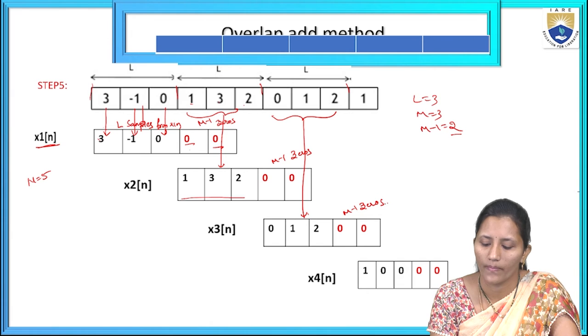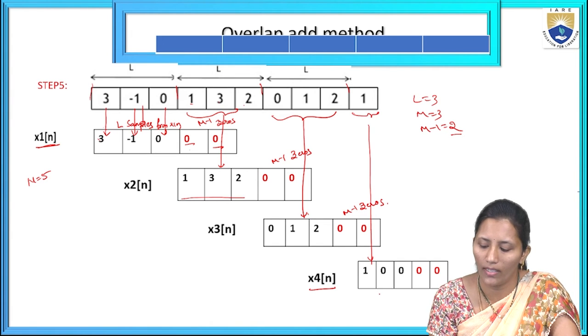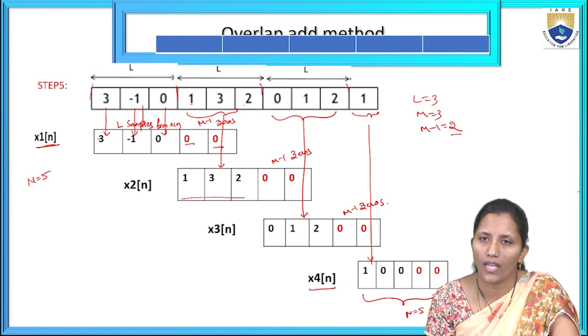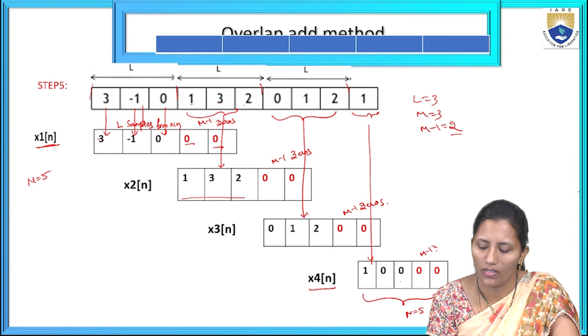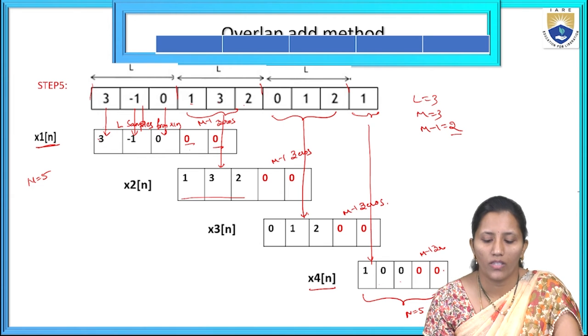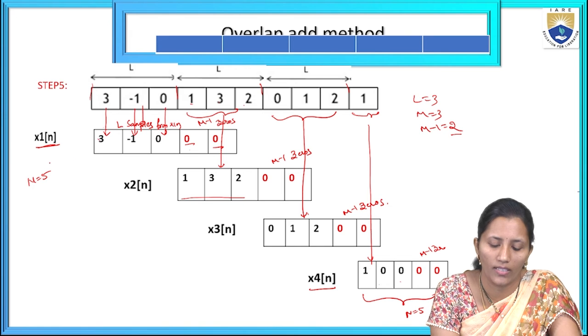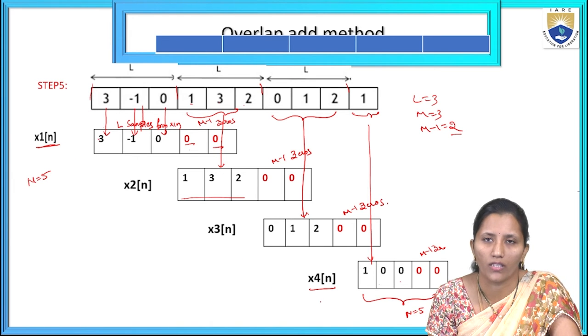It is also padded with the m minus 1 zeros. And for x4 of n we have only one sample, so only that one will come. For the remaining, we should get the length equal to n, which is 5 samples. So the length of x4 of n should be 5 samples. The remaining bits we should make equal to 0, 0 and the last bits are m minus 1 zeros. So totally we will get 1, minus 1, 0, 0, 0, 0. So this is the procedure in the overlap add method to section the long duration sequence into sub-blocks x1 of n, x2 of n, x3 of n, x4 of n.